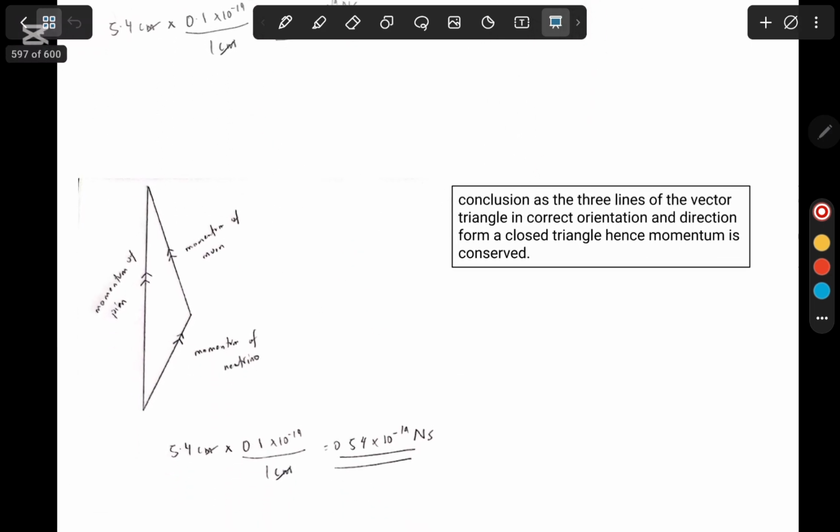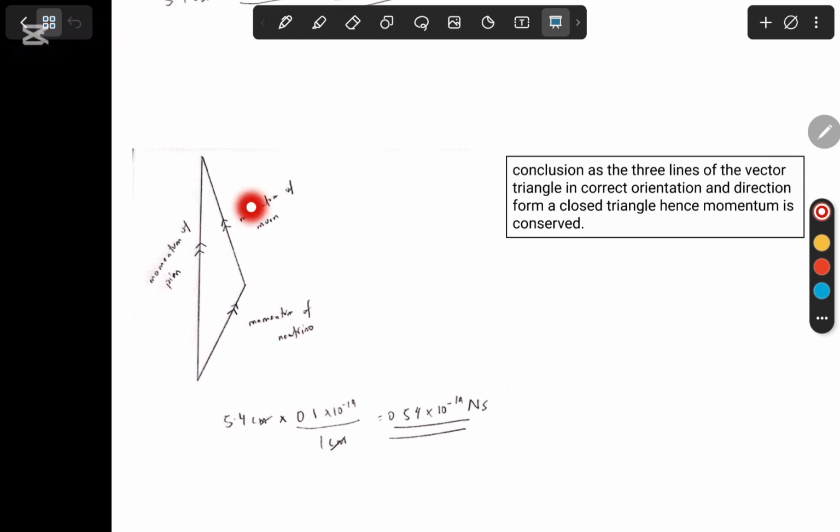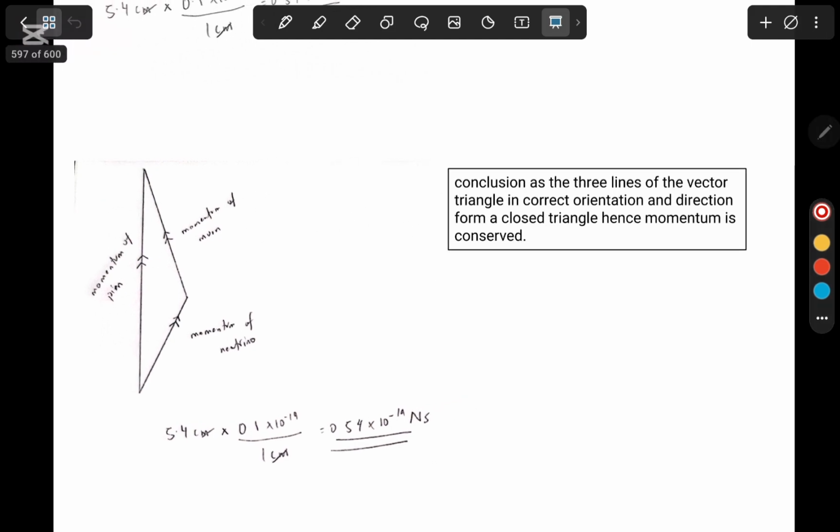Okay. And then this is going to be my final triangle. That's how it's going to be looking like. Very beautiful. We got the two components there. We got the resultant. Everything is nice. And then very important, write your conclusion down. The conclusion is, as the three lines of the vector triangle are in correct orientation and direction, they form a closed triangle and hence the momentum is conserved. Okay, basically everything matches up how it's supposed to. You've got the components and resultant, hence the momentum is conserved.